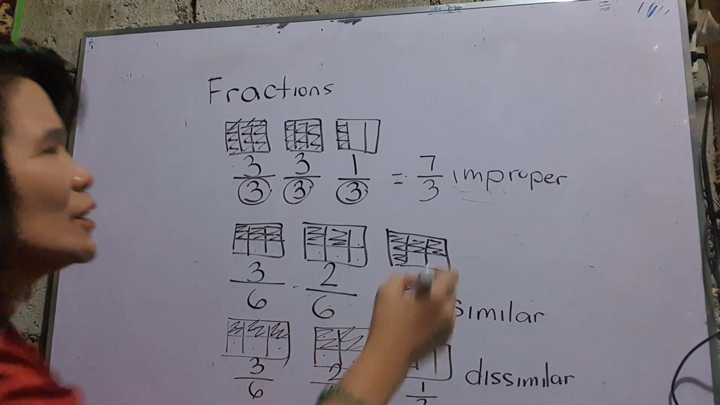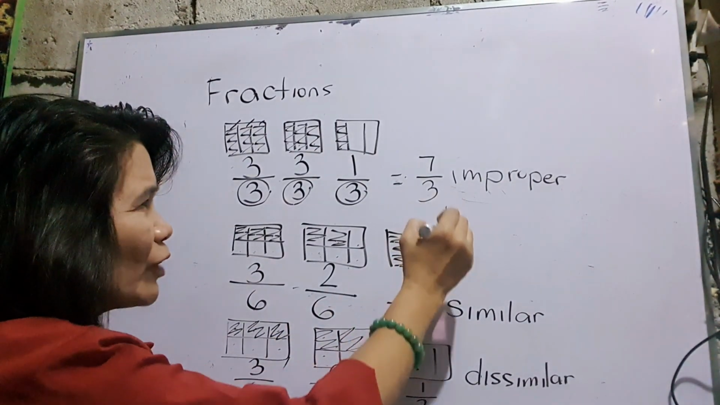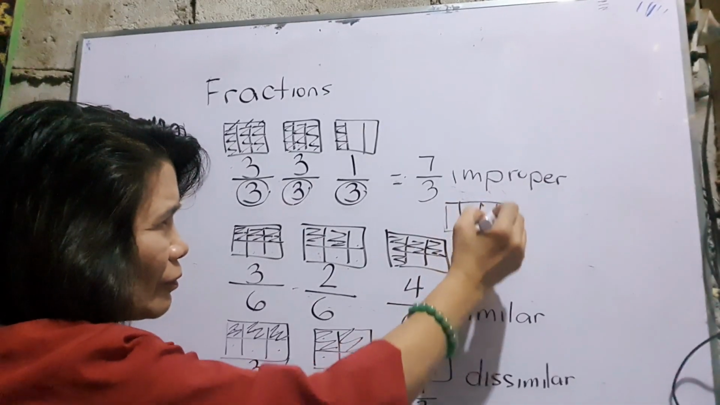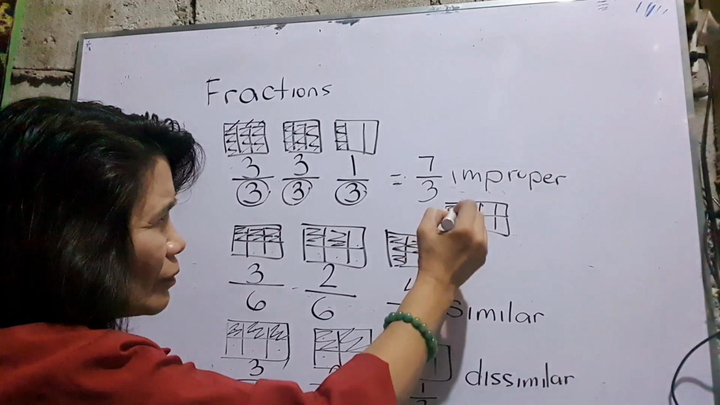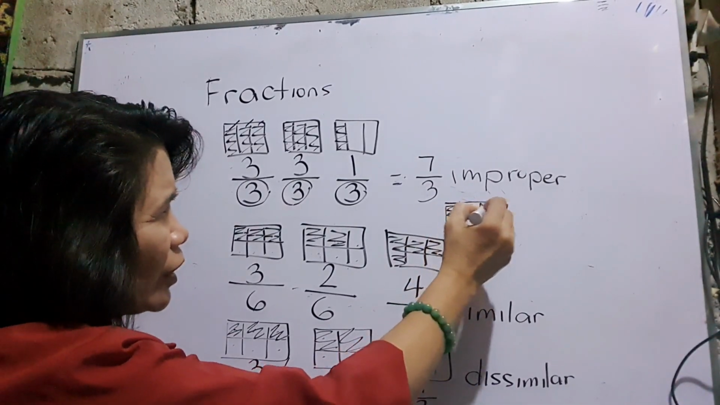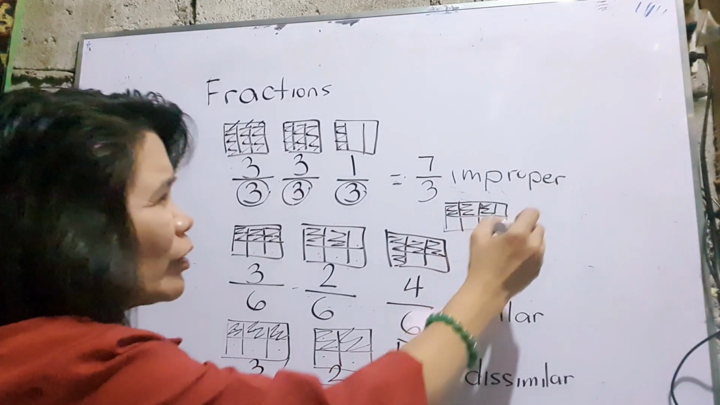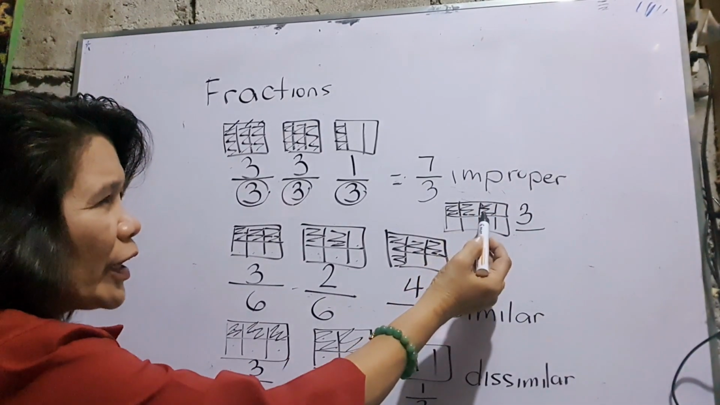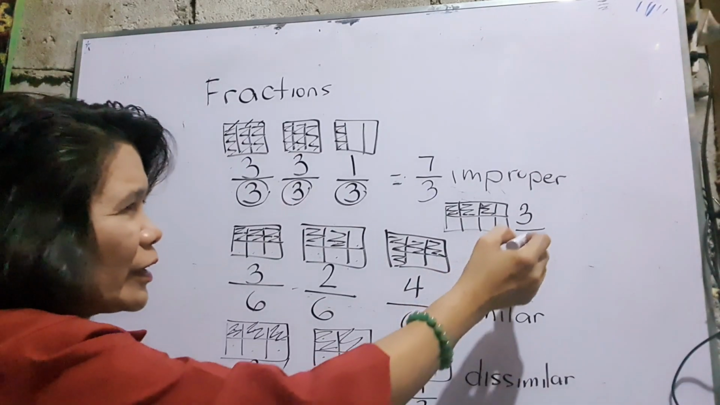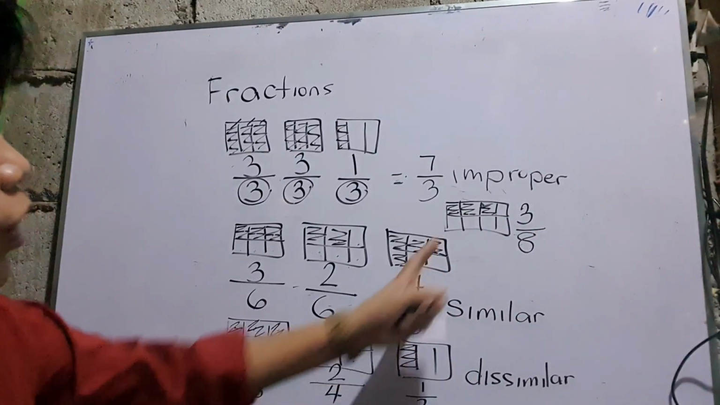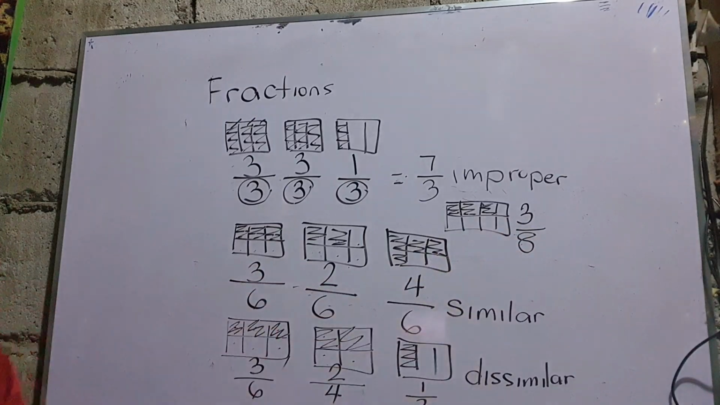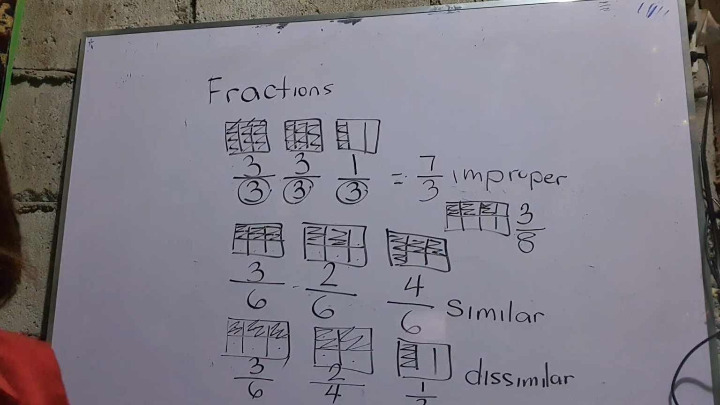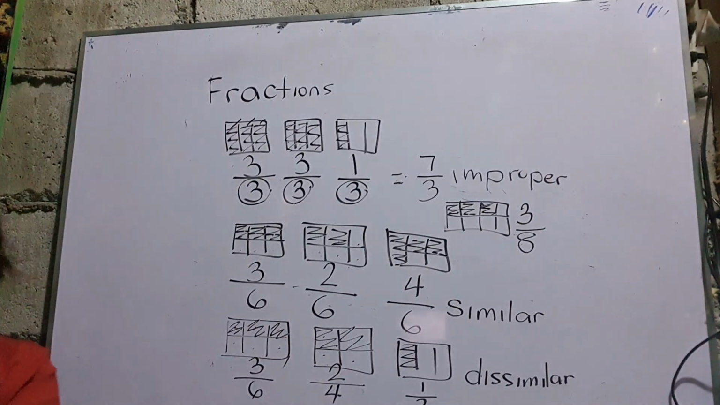Now, kung let's say, halimbawa naman daw, ito siya. 2, and then 3. Dito meron tayong 3 over 1, 2, 3, 4, 5, 6, 7, 8. 3 over 8. Ito ang proper fraction. Nakuha nyo?